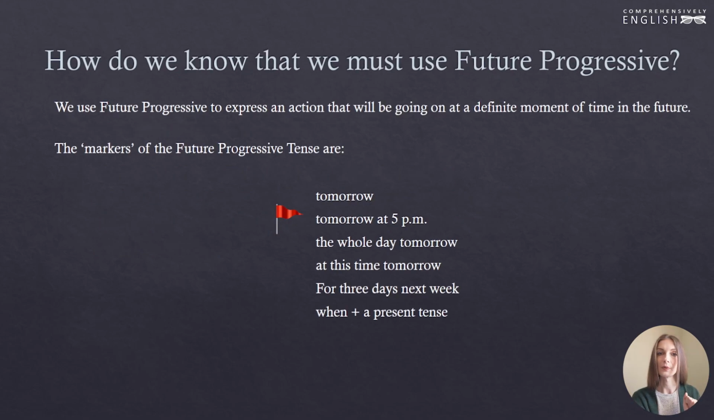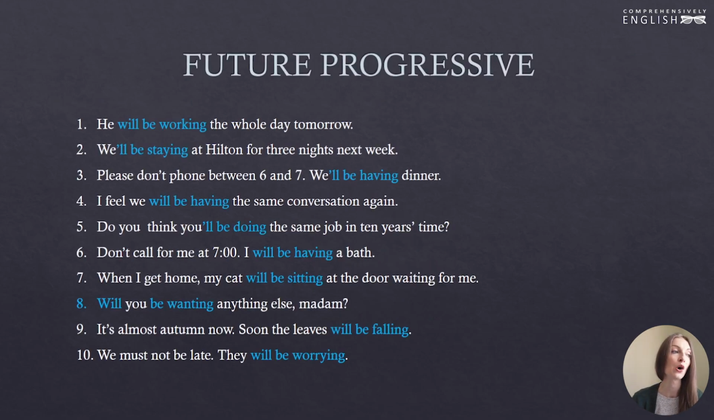Let's see the examples. He will be working the whole day tomorrow. The whole day tomorrow, it's a period of time, a definite period of time in the future, and an action in progress. Will be staying at Hilton for 3 nights next week. The same. Please don't phone between 6 and 7. We'll be having dinner. Another process in a definite period of time in the future.